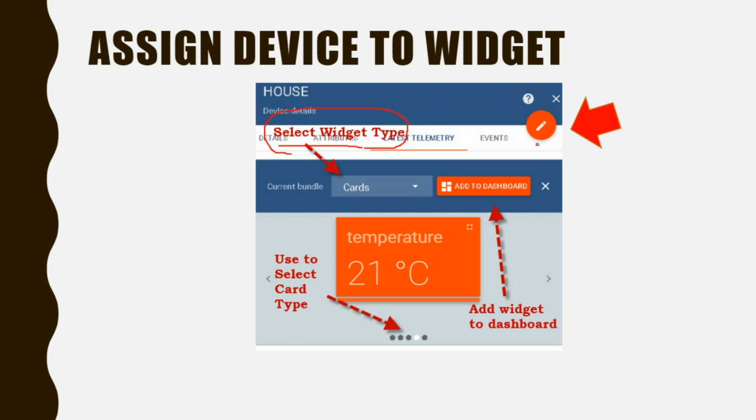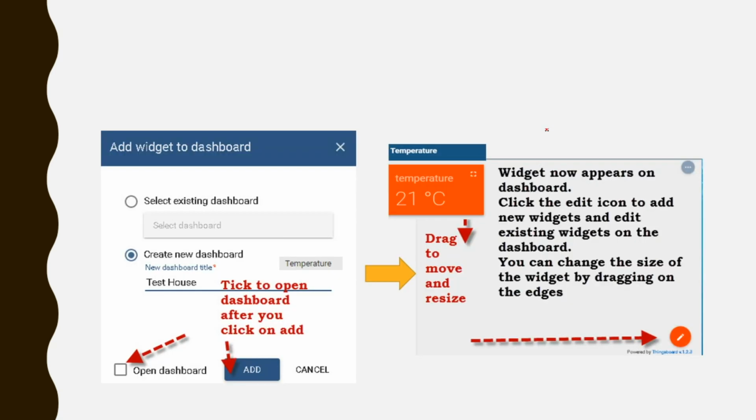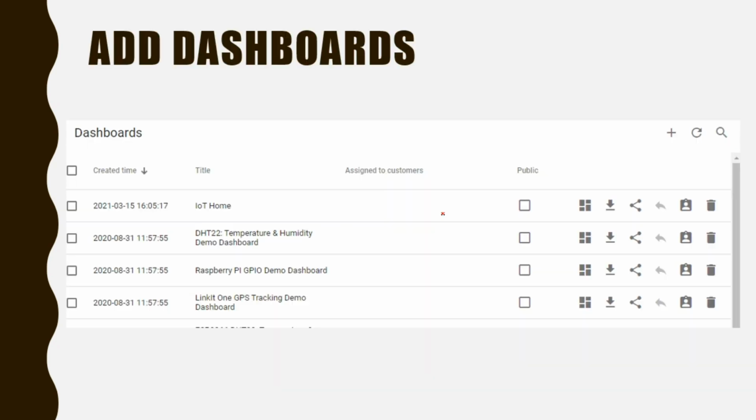So to select it, you have to select this edit option in order to add your cards. So we are going to assign the widget to the dashboard and any new widgets, and we are going to edit that as necessary. So you can click this open dashboard and you can click this add if you want to add your dashboard content. Then you can visualize the existing one. I'll just let you know how to add new widgets onto the devices. Okay, so that will be our next learning.